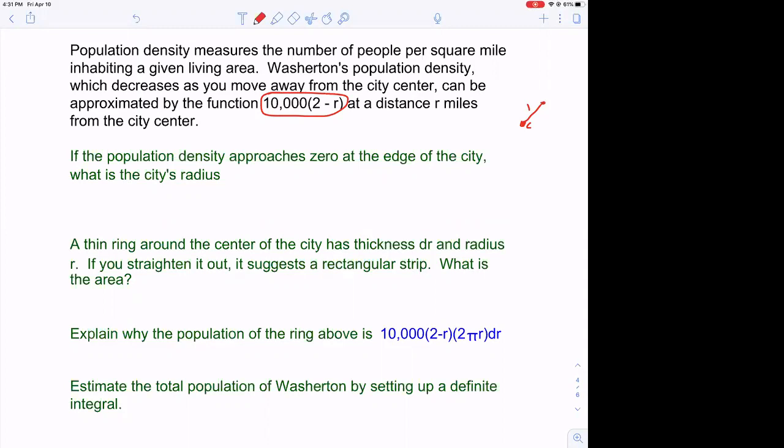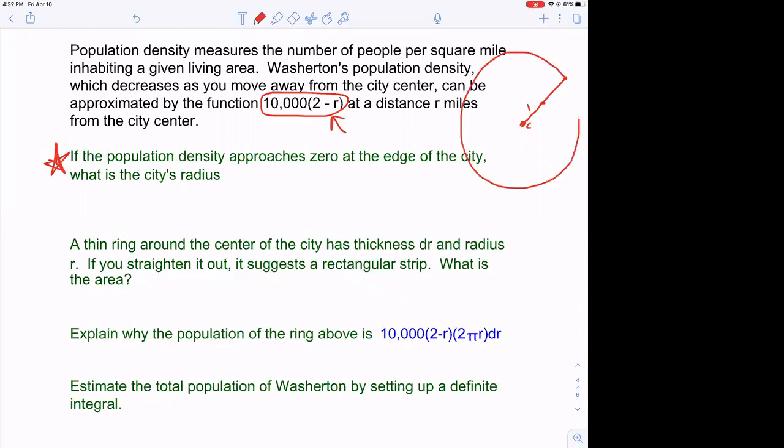That's insane. That's really dense if you think about it, because Greenville has less than 10,000 people. And so they're saying right at the city center, there'd be like 20,000 people per square mile. But here's what's crazy, if you look at the first question here, this is so unrealistic. It says if the population density approaches 0 at the edge of the city, what is the city's radius? Well, I just plugged in 1. What number could you plug in and get 0 in your equation here? 2. So if you're at 2 miles out from the city center, then all of a sudden you're already at 0.